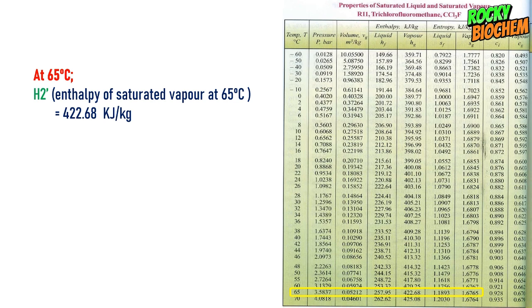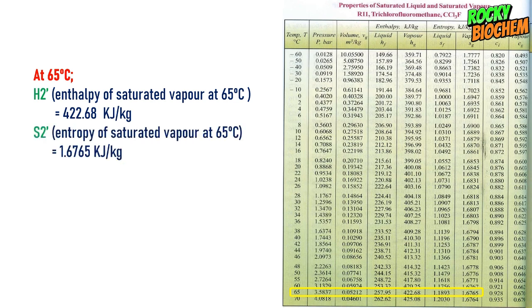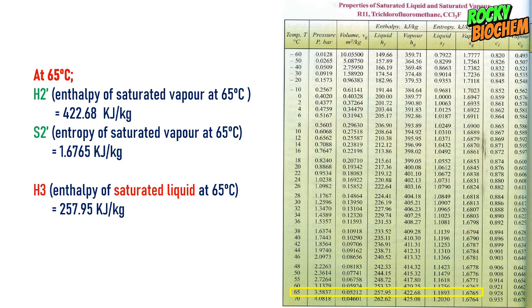So the enthalpy at that point, H2 prime, can be deduced from the region where we have the saturated vapor. That is this particular column. You can see that the enthalpy of the saturated vapor at 65 degrees Celsius was found to be 422.68 kilojoule per kilogram. And we will also get the corresponding entropy value at the same temperature to be equal to 1.6765 kilojoule per kilogram Kelvin.